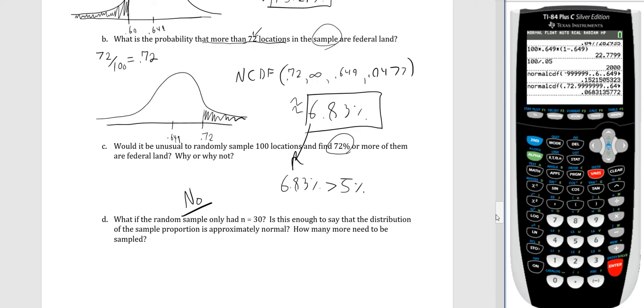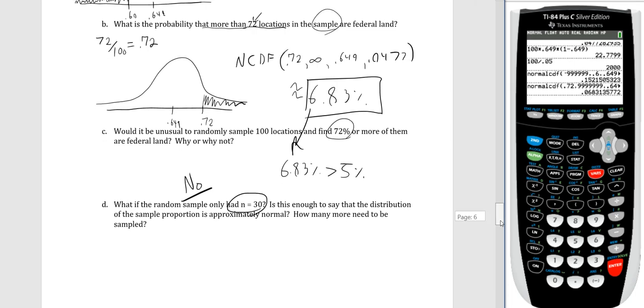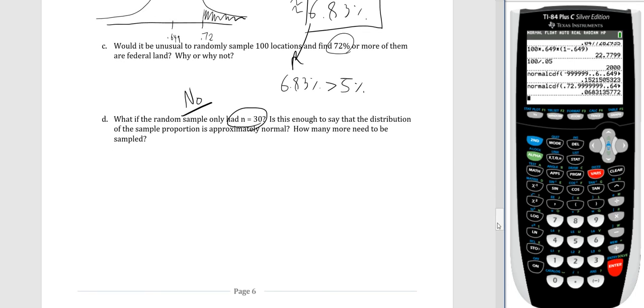What if the random sample only had n equals 30? Is this enough to say the distribution of the sample proportion is approximately normal? All right. Well, before, we've been working with the sampling distribution of 100 and everything was okay. However, that's because we had already confirmed that it was normally distributed. Now we have a different sample size, so we have to be careful. The second condition is probably still okay. That second condition in this case being 30 divided by 0.05.